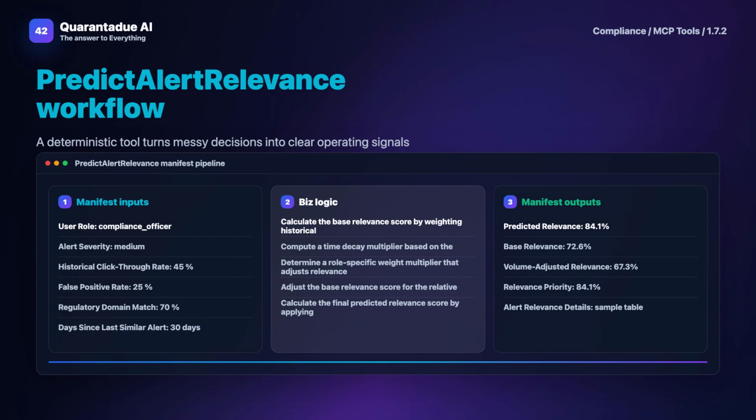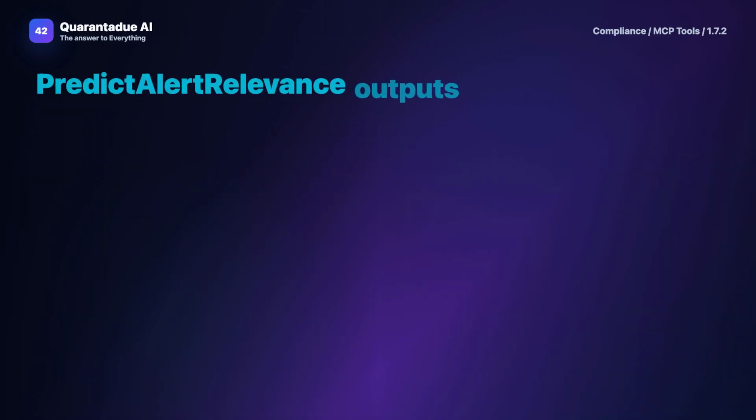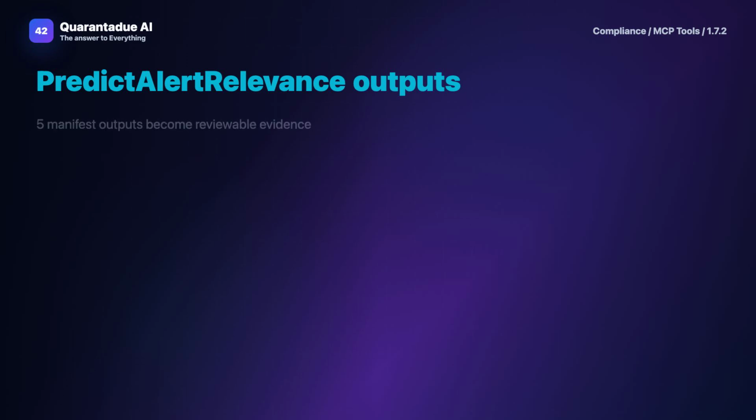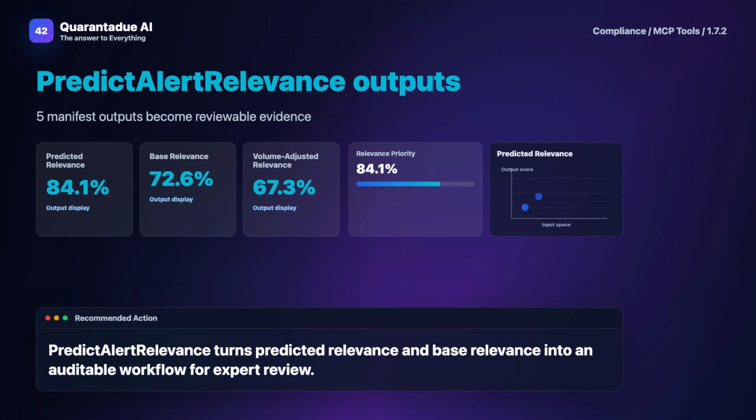Adjust the base relevance score for the relative volume of alerts in this category, reducing relevance when volume is high to account for alert fatigue. And calculate the final predicted relevance score by applying time decay and role weight adjustments to the volume-adjusted relevance clamped to a 0–100% range. This keeps the process deterministic, reviewable, and aligned with how compliance teams actually make decisions.